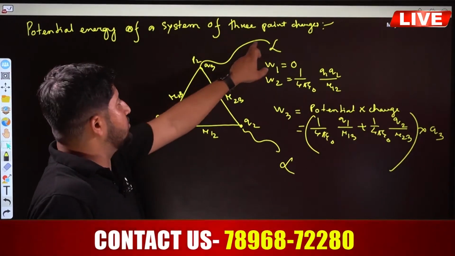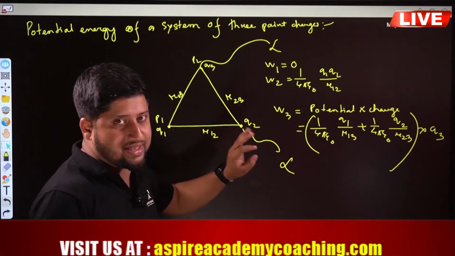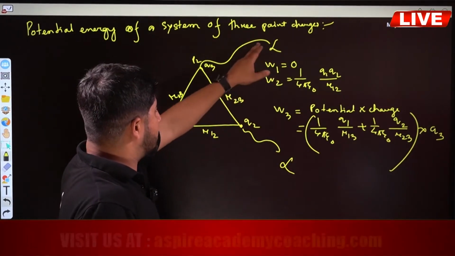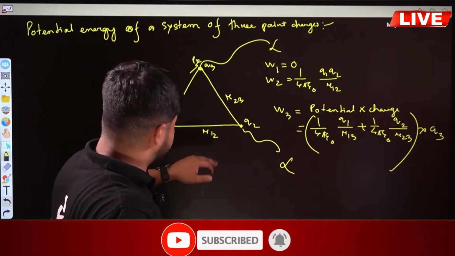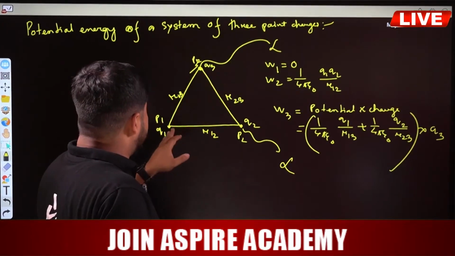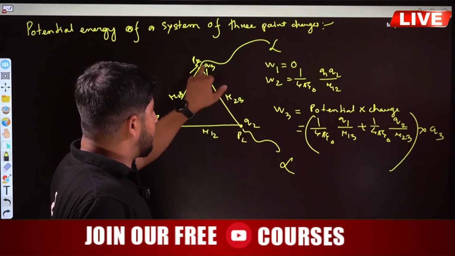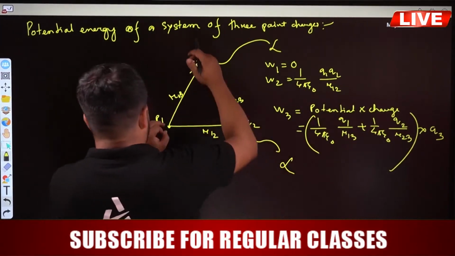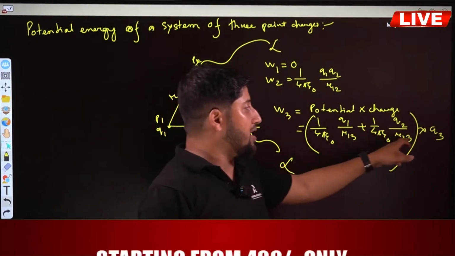Same diagram, but for these two point charges we have already done this work, and this work done is also stored as potential energy. Then another charge Q3 we place here at point P3. If we bring another charge from infinity, we can calculate the potential difference at that point. So W3 work done will be potential into charge. Which potential? This potential plus this potential. So 1 by 4 pi epsilon naught Q1 by R13 plus 1 by 4 pi epsilon naught Q2 by R23, into Q3.